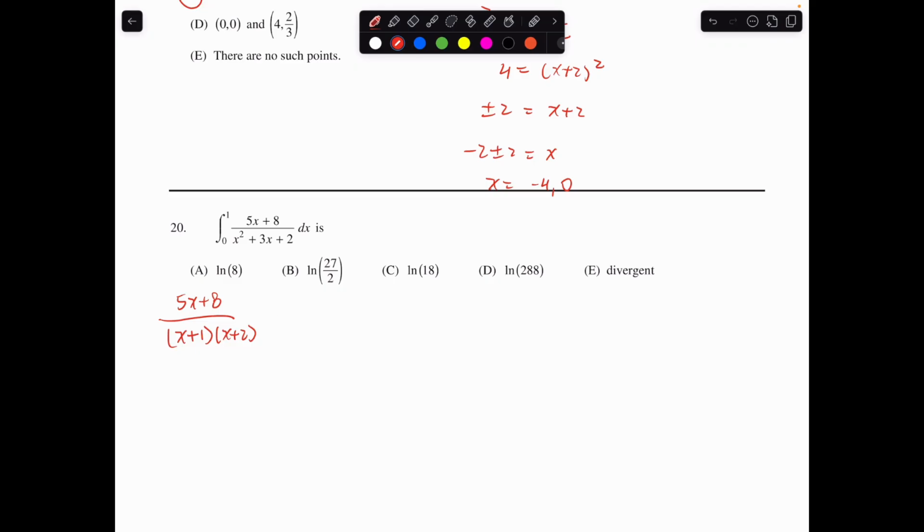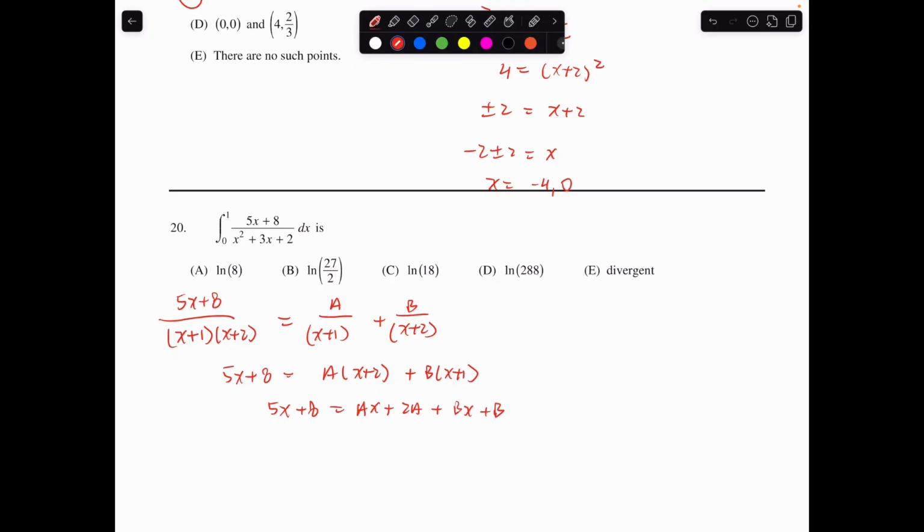Yeah, okay. Then that's going to equal a over x plus 1, plus b over x plus 2. All right, I hate partial fraction decomposition, but whatever. So then I multiply everything by the greatest common denominator. So then a times x plus 2 plus b times x plus 1. So then my 5x plus 8 is going to be equal to ax plus 2a plus bx plus b.